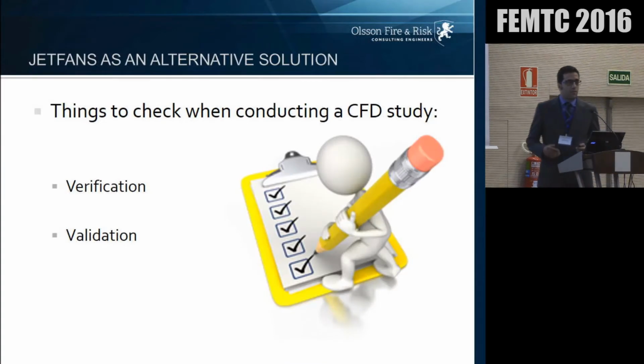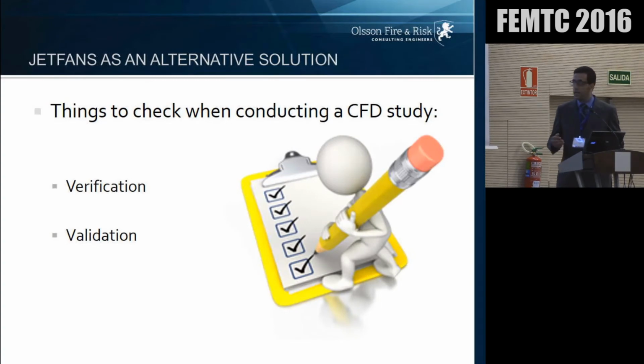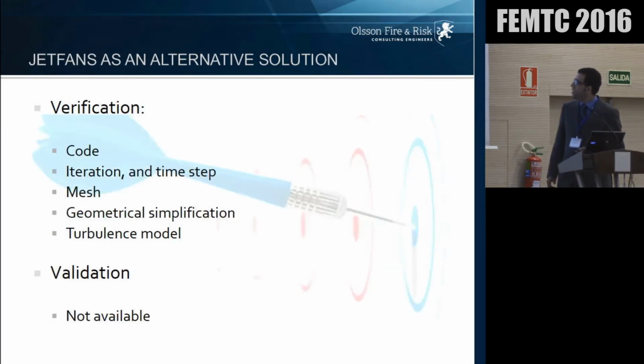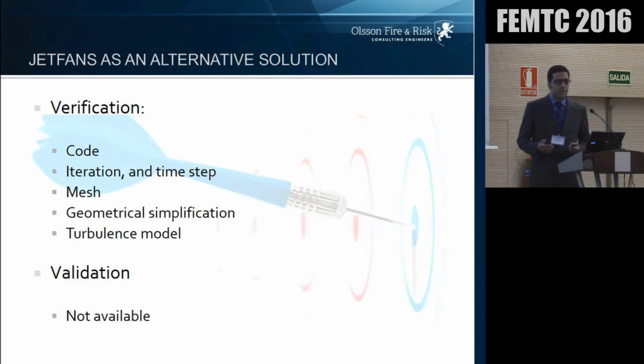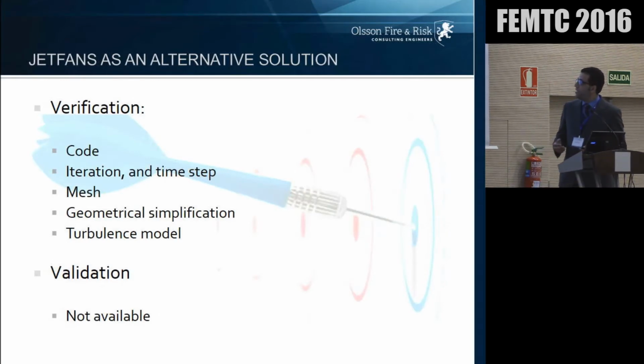The first question to ask once you want to set up any model is what verification and validation method you use to simulate. It doesn't matter if it's a car park or not, for any model you have to provide some confidence that your model represents whatever you want to simulate. So one of the ideas to verify is, first of all, the code itself, the iteration and the time step you are using, the mesh, the geometry simplification, and the turbulence model you are using as well.